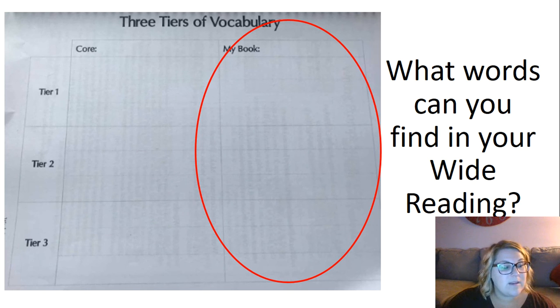So as you are reading today, I want to know, what words can you find in your wide reading? Can you find tier 1, tier 2, or tier 3 words? Happy reading.